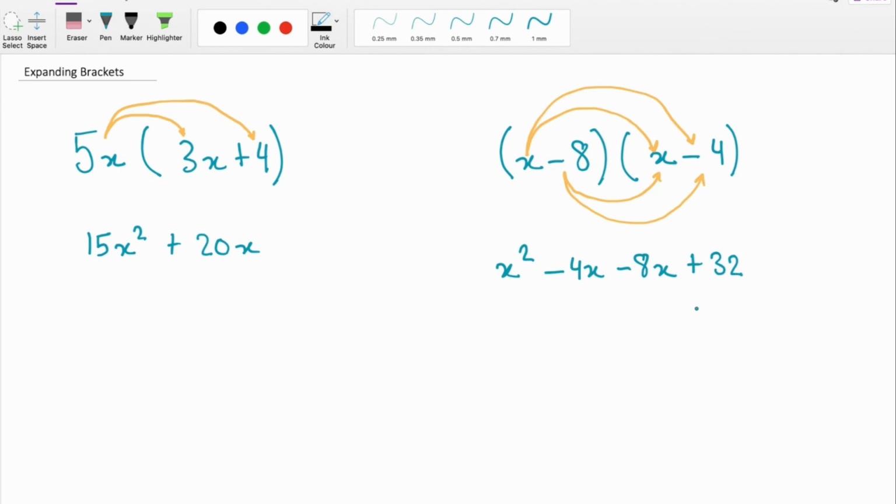Now in binomials, it's very crucial to pay attention to whether you can simplify them further. In this case, you can see that we do have like terms. We have minus 4x, minus 8x, and we can combine those together to simplify it further. So underneath, let's go ahead and simplify this. We would have x squared minus 4x minus 8x will give us minus 12x, and then plus 32. And that is our answer, expanded and in its simplest form.